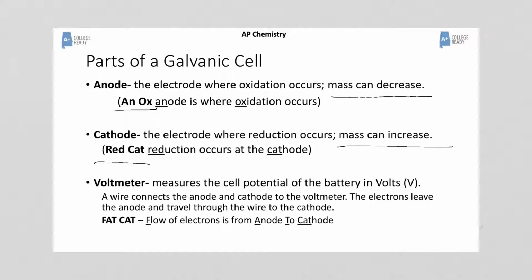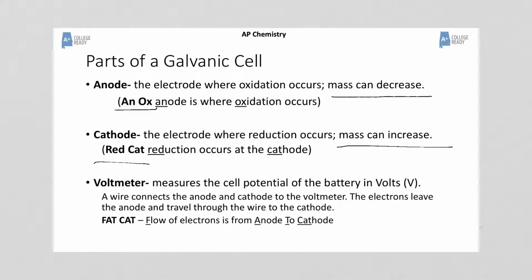We do have an instrument that measures what we call the cell potential of the battery. This is when you hear the word voltage, like a 9-volt battery. The voltmeter is measuring the energy that's traveling through the cell, and that's the energy we're using to do work. A wire would connect the anode to the cathode. The wire goes from the anode to the voltmeter and then to the cathode.